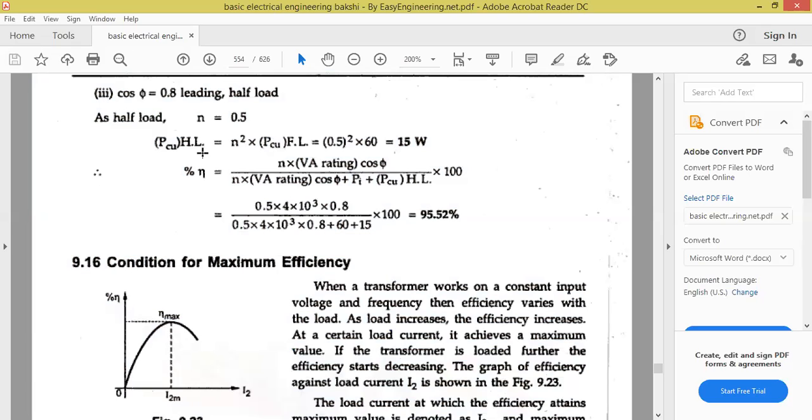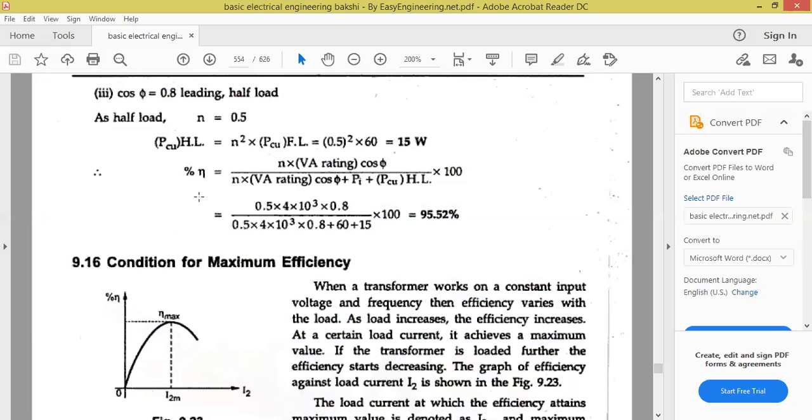So copper losses at half load, as I mentioned, at a new load means you must use the formula. Copper losses are variable losses, they change with the changes in load. Copper loss at full load, initially we have calculated, 60 watts. Okay. Now copper loss at half load is how much? Formula: N square into copper loss at full load, 0.5 whole square into 60. Now the copper loss starts to decrease.